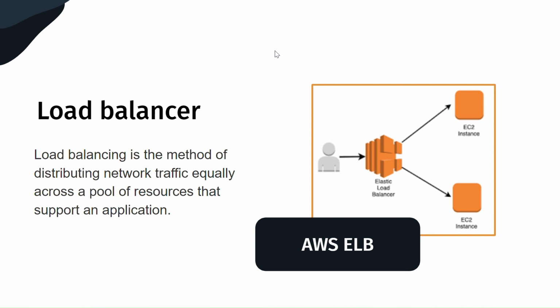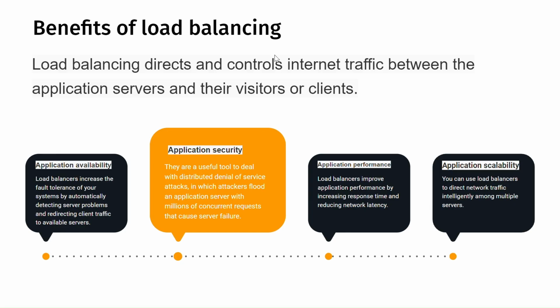Load balancing directs and controls internet traffic between the application servers and their visitors or clients. As a result, it improves an application's availability, scalability, security, and performance. What are some of the benefits of load balancing? Application availability. Server failure or maintenance can increase application downtime, making your application unavailable to visitors. Load balancers increase the fault tolerance of your systems by automatically detecting server problems and redirecting client traffic to available servers.